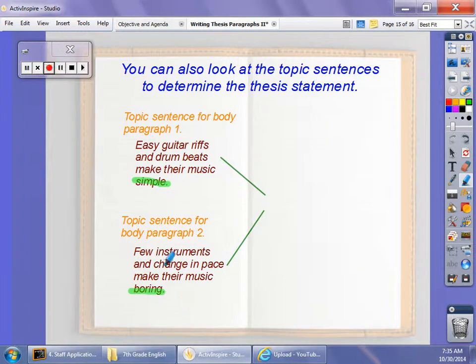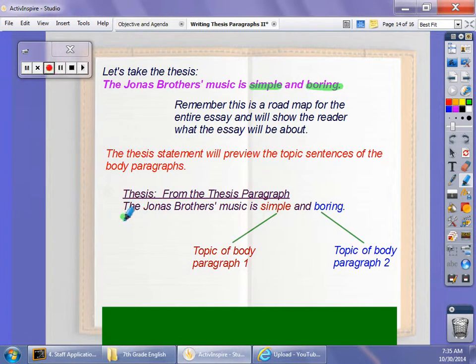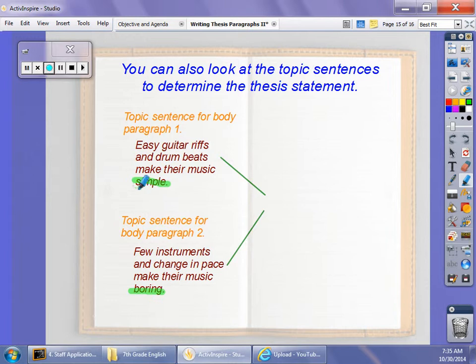So we're going from the thesis statement, let's go back here for a second, where it's a broad scope of the entire essay. We are narrowing it into 2 body paragraphs. And here are the topic sentences. So this is the topic sentence for body paragraph 1 and the topic sentence for body paragraph 2.